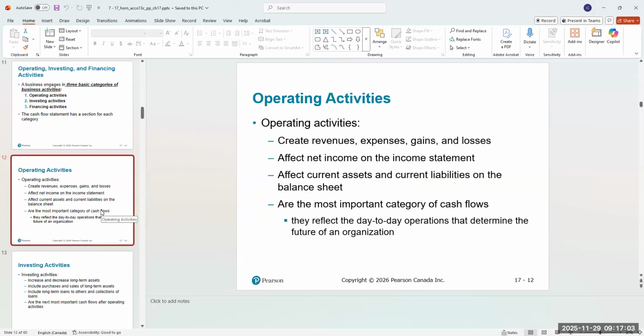Now, operating activity. Operating activity is the one where we chase where the cash is coming from. The operating activity involves revenue, expenses, gains, and losses. Operating activity obviously is going to affect the net income. It's going to affect the current assets and current liabilities on the balance sheet. And operating activity is the most important category on the statement of cash flow. Why? Because it gives information to the investors on whether this company has the ability to generate cash from the main operation.